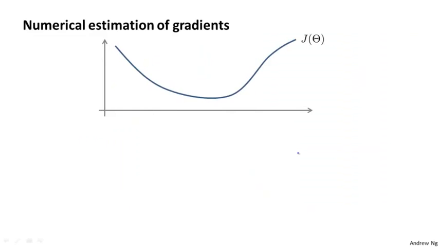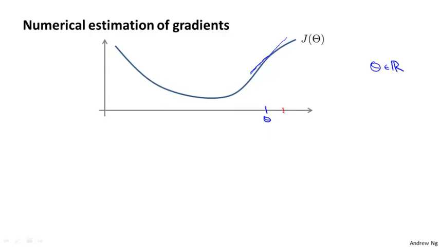So here's the idea. Consider the following example. Suppose I have a function J of theta, and I have some value theta, and for this example, I'm going to assume that theta is just a real number. And let's say I want to estimate the derivative of this function at this point, and so the derivative is equal to the slope of that tangent line. Here's a procedure for numerically approximating the derivative.